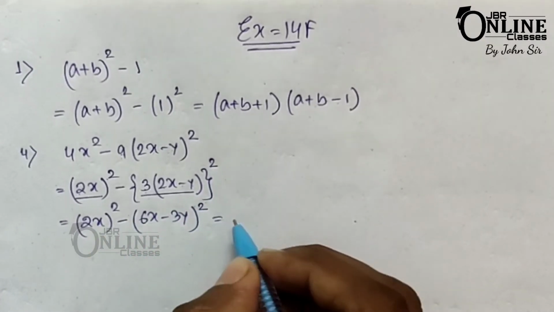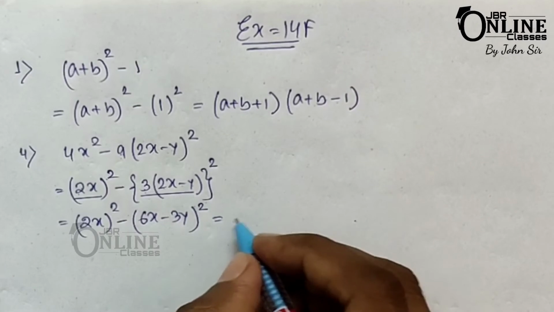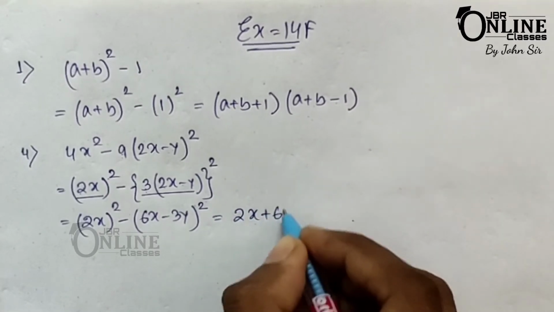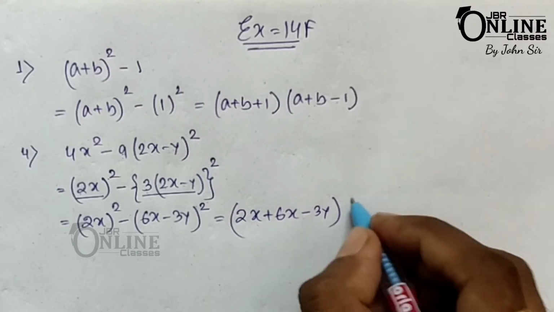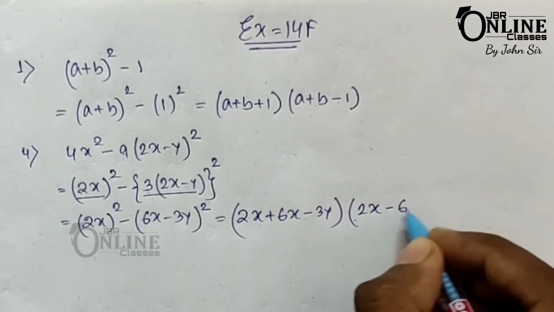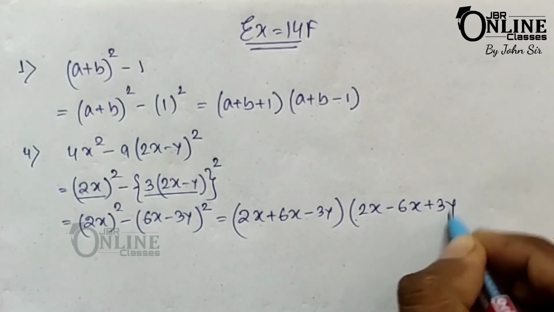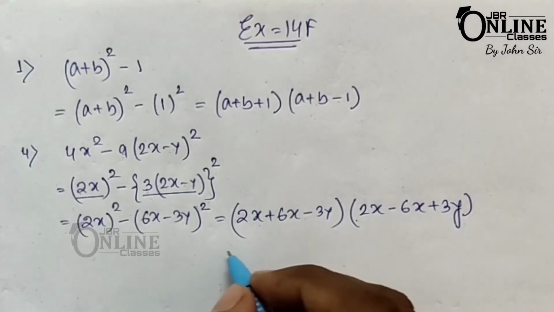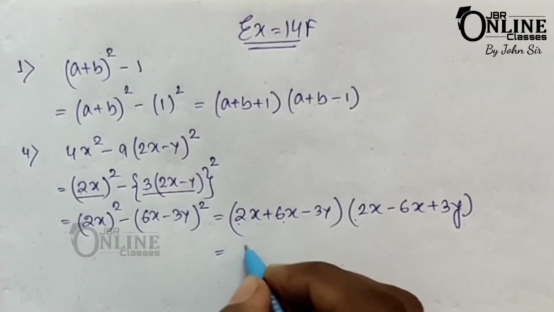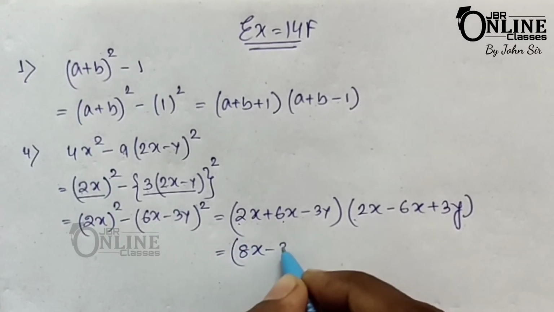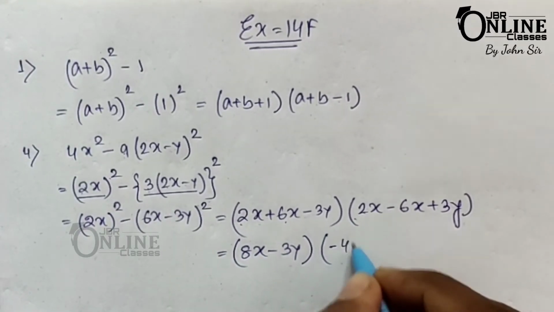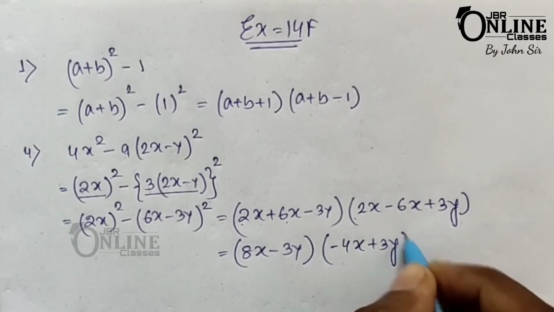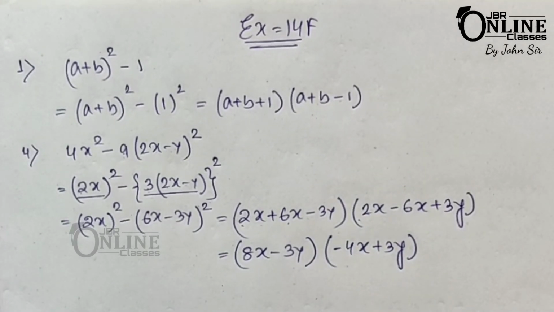So now you can apply the formula a square minus b square. So that will be 2x plus 6x minus 3y, that is a plus b. Now next a minus b, so 2x minus 6x plus 3y, that is a minus b. So here 2x plus 6x, it will be 8x, so 8x minus 3y, and here 2x minus 6x, that will be minus 4x, so minus 4x plus 3y, that is the answer.